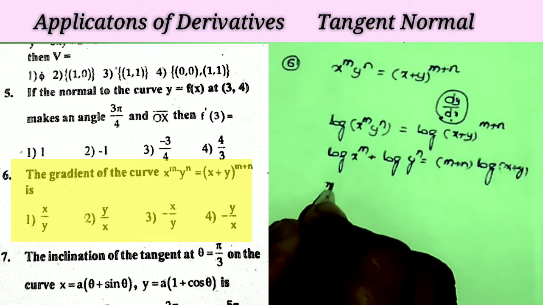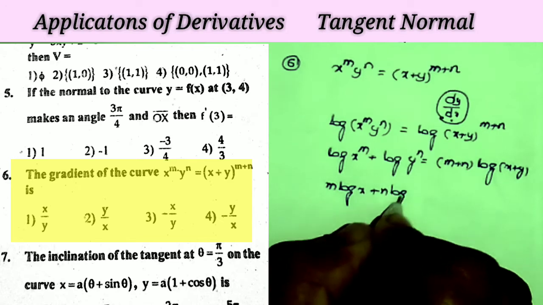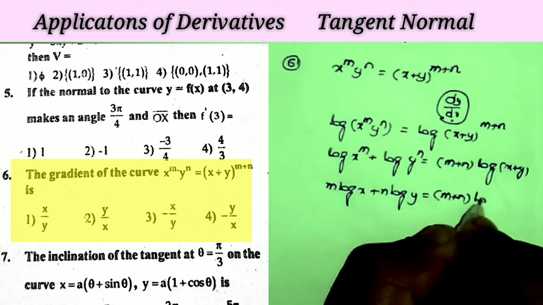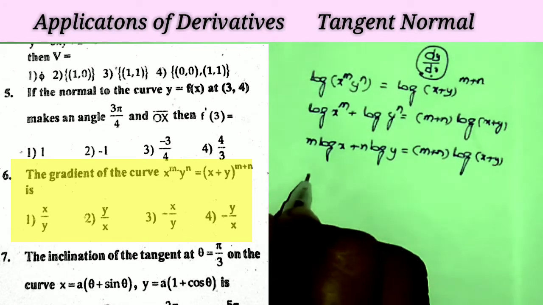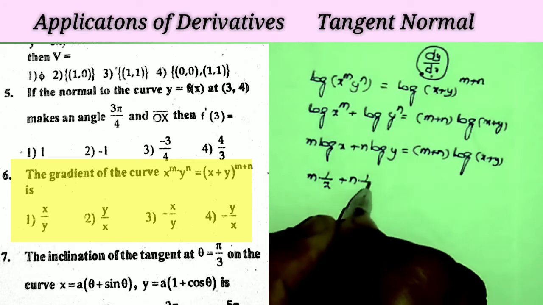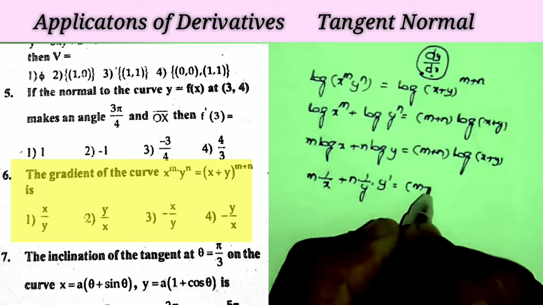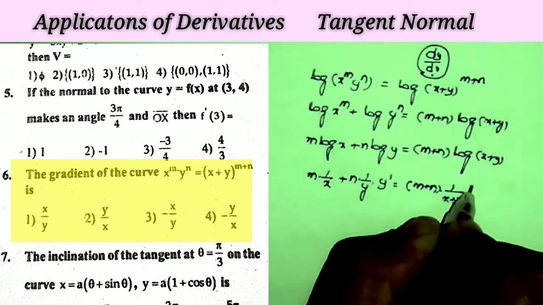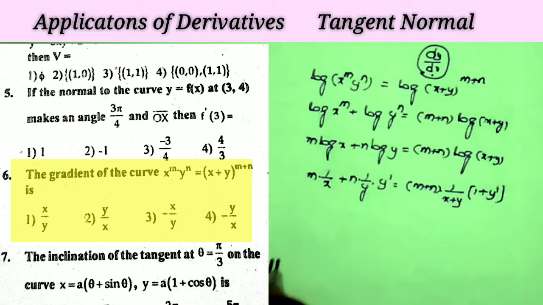Okay. Now this is m log x plus n log y is equal to (m plus n) into log of (x plus y). Now doing the derivatives to this equation. Okay, now what is the derivative here? m into log x, derivative 1 by x, plus n into log y, derivative 1 by y into y dash, is equal to (m plus n) into log of (x plus y), derivative 1 by (x plus y) into again x derivative 1 and y derivative y dash.